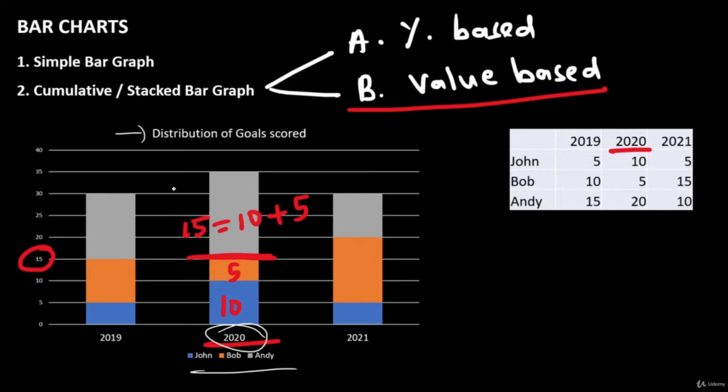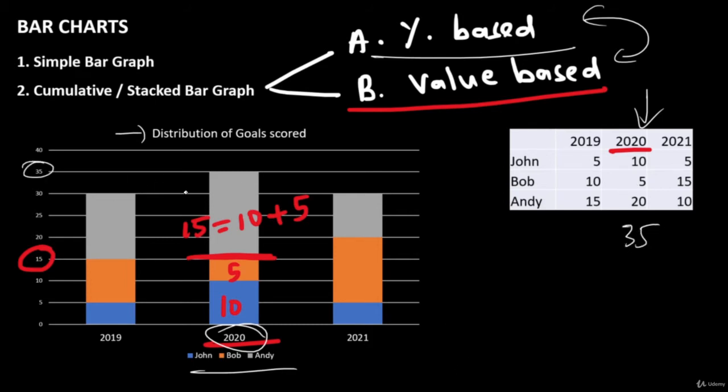So again, you are stacking one on top of the other, but the difference between these two, that is the percentage based and value based, is that in the percentage based, you have seen that all the bars will have the same height, which is representing 100%. But in the case of value based, over here in 2020, the total number of goals is 20 plus 10 plus 5, which is 35, right?